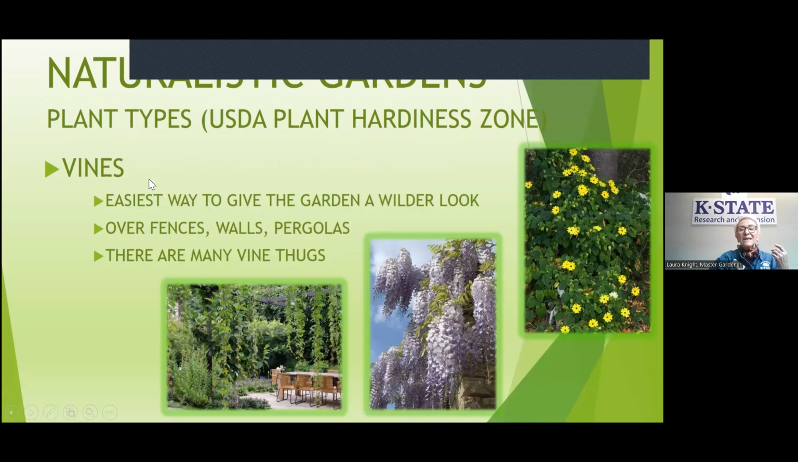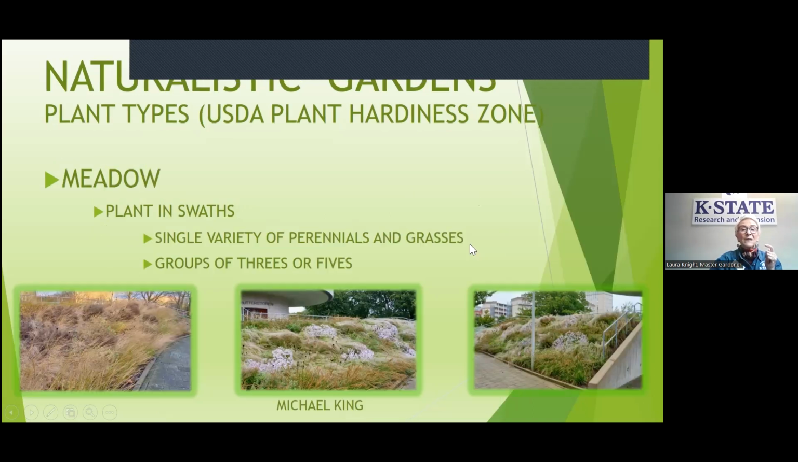Now, vines can make a place look a little wild. I have in one area of my garden on the fence, I have a lot of vines. However, I put this one in to remind me, there are a lot of thuggish vines. And when you buy a wisteria, make sure it's not the thuggish one that you're going to find all over the place.